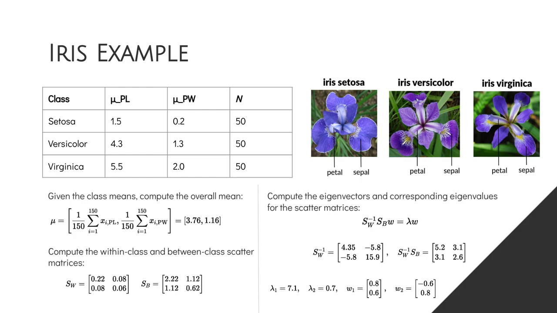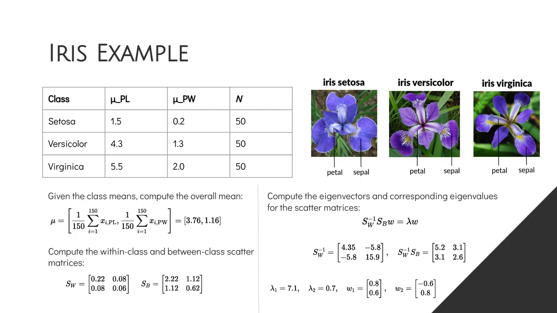Let's say the number of data points in each class is 50, and we have the summary statistics, or the mean of each feature. Given these class means, we can compute the overall mean. Also, using the formulas from the last slide, we can compute the within class and between class scatter matrices. Next, we'll compute the eigenvectors and corresponding eigenvalues for the scatter matrices. Again, we're solving the inverse of S sub W times S sub B times W equals lambda times W.